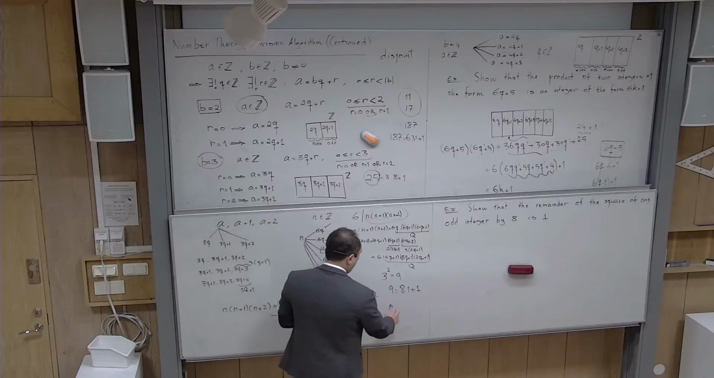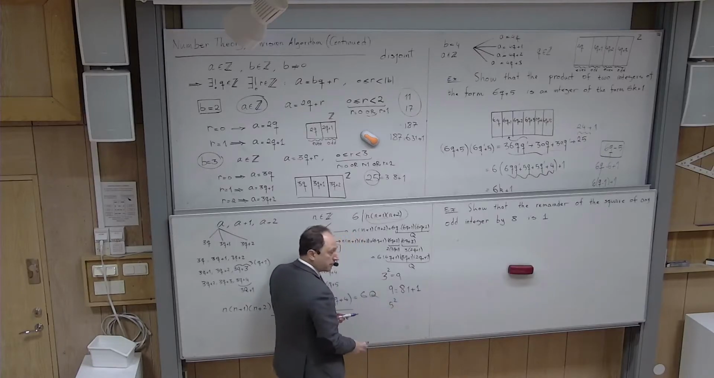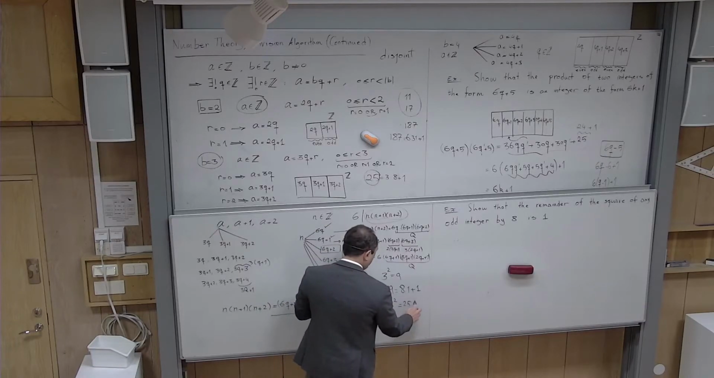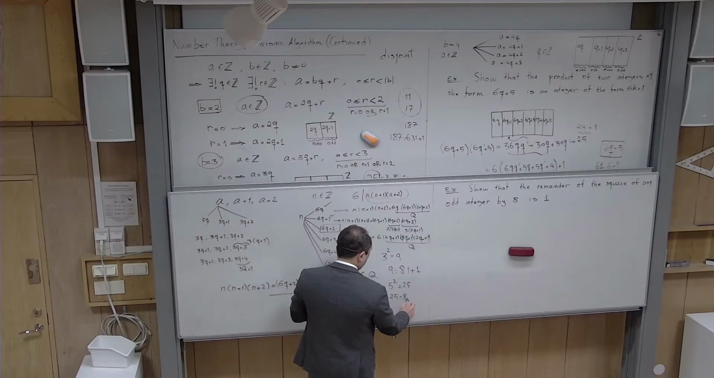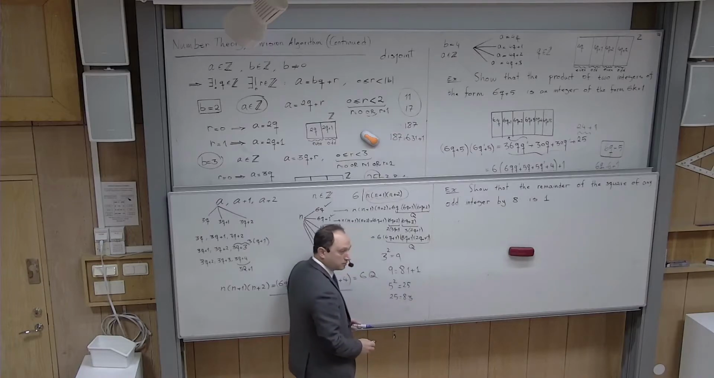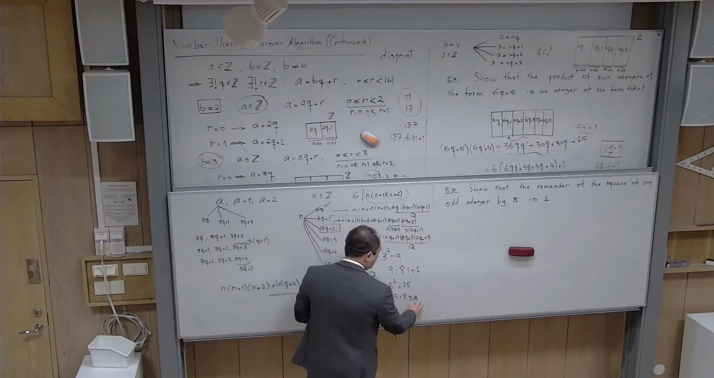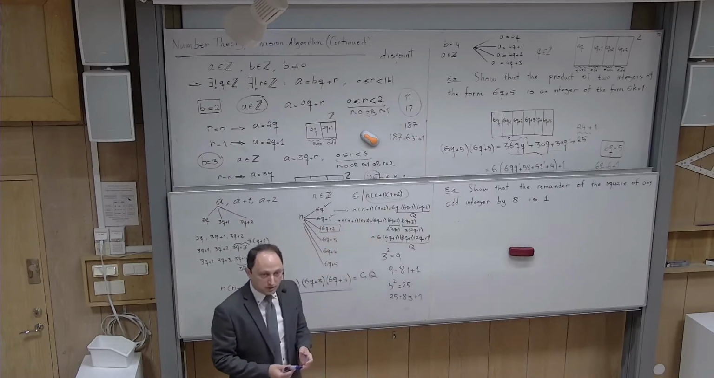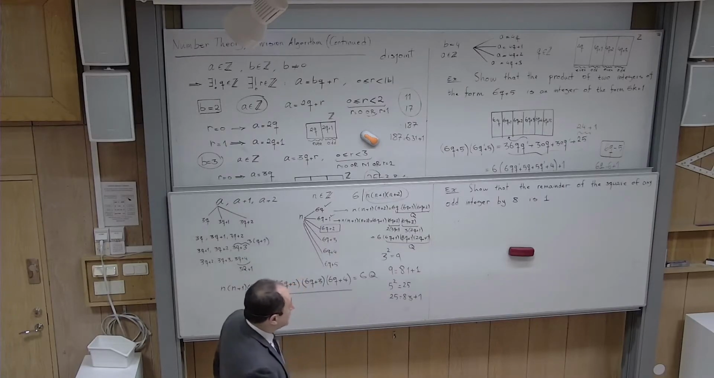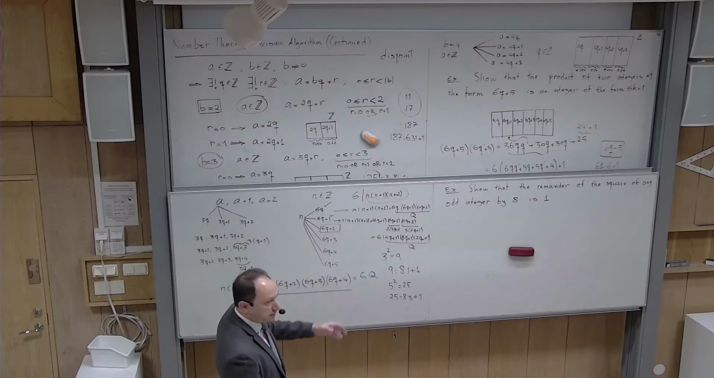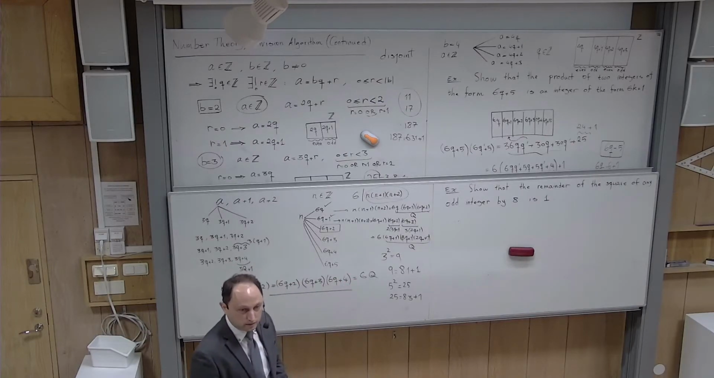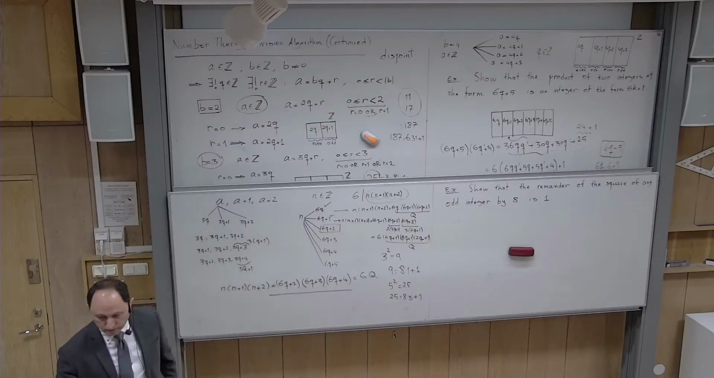For example, 5 to the power of 2 is what? 25. You divide 25 by 8. The quotient is 3. But what is the remainder again? 1. So it's not a coincidence. This tells you that for any odd number you choose, square it, divide it by 8, the remainder is always 1. Okay, I want you to prove this. I'll wait a little bit for you.